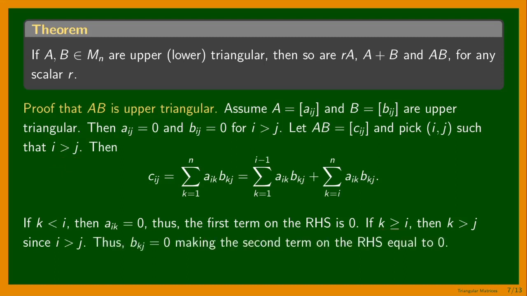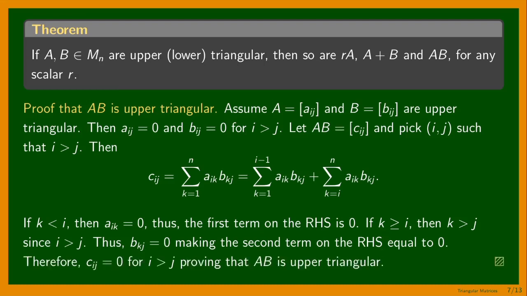Therefore, b_kj, because B is upper triangular, if k is bigger than j, b_kj must be 0. So all these terms are zeros, whatever these a's are. As long as these are zeros, the sum remains 0. Therefore, the second term of the right-hand side is equal to 0. Therefore, it follows that c_ij is 0 for i greater than j, proving that AB is upper triangular.